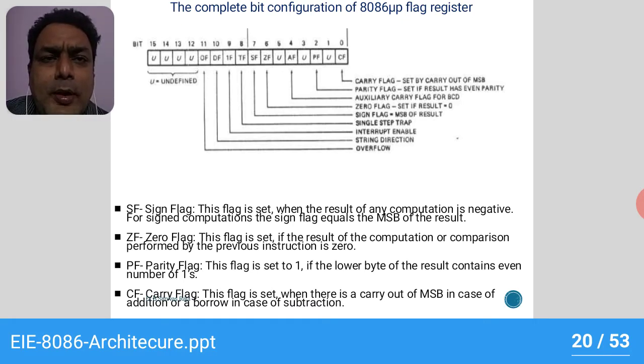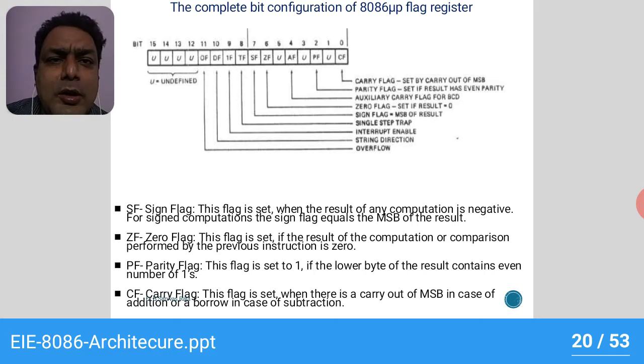On the slide, you can see it is a 16-bit flag register and each bit has a significance. You can see bits numbered from 0, 1, 2, 3, 4, 5, 6, 7, 8, 9, 10, 11, 12, 13, 14, 15. So 16 bits, and each bit has its corresponding flag status. For example, you can see bit 0 is CF, the carry flag.